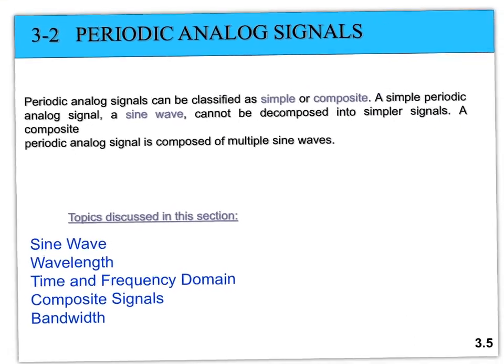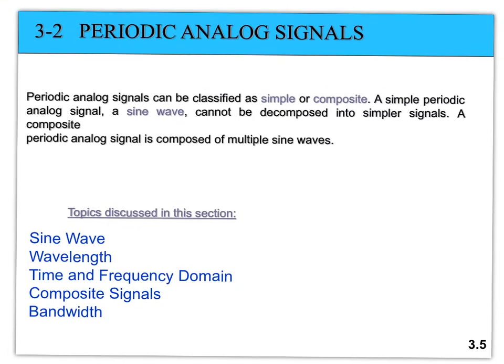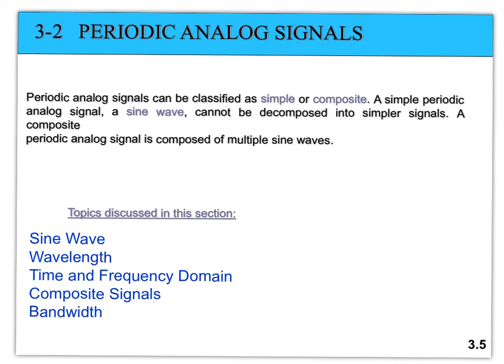So, periodic signals. Periodic analog signals can be classified as simple or composite. And we'll talk about this. Composite is like a complex signal. Composite can be represented by multiple simple signals, as we will see later. A simple periodic analog signal is like a sine wave. A sine wave is a perfect periodic analog signal.